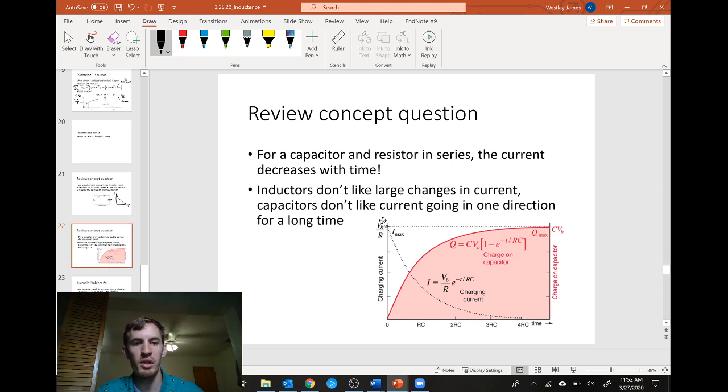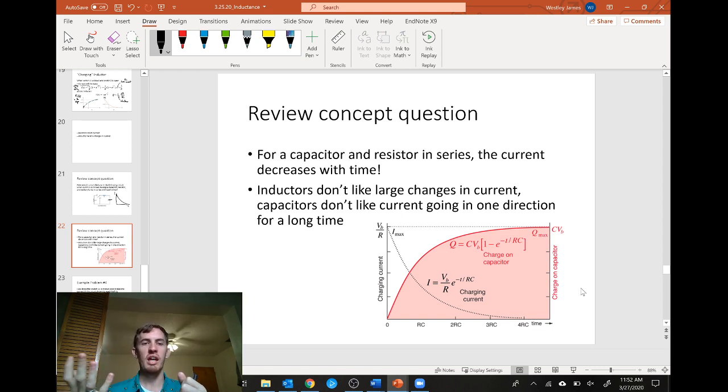This was the review for RC circuits. You see here it starts at the maximum current and then it goes down. So this is kind of interesting because inductors and capacitors are kind of opposites to each other. Inductors don't like large changes in currents, and capacitors don't like current going in one direction for a long time. So inductors don't like large changes in current. Capacitors don't really care about large change in current.